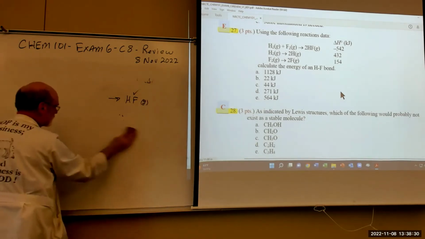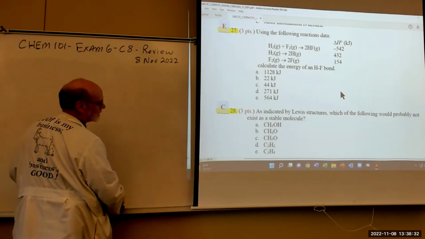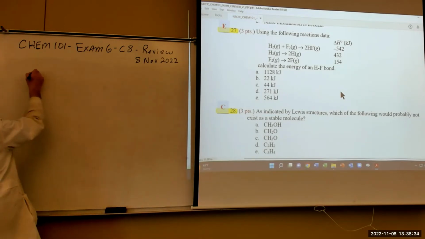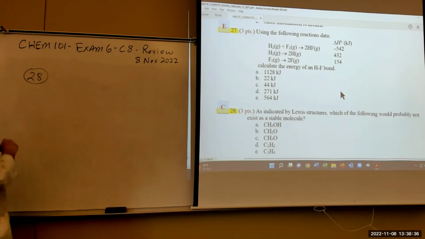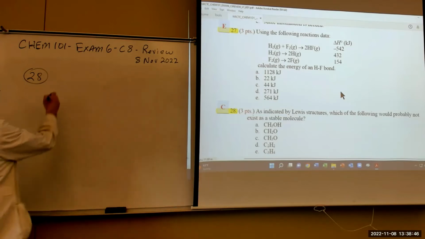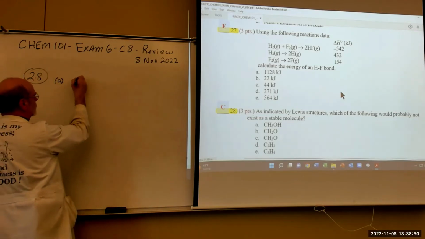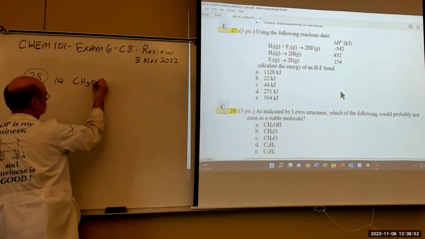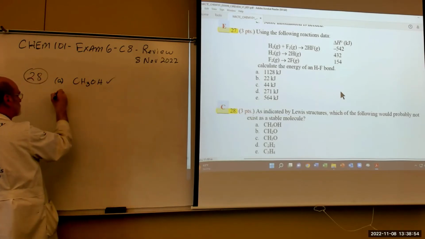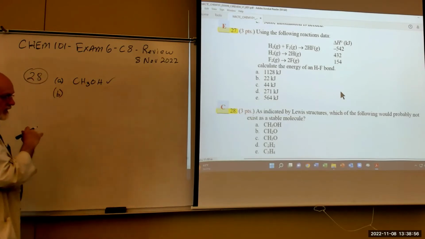That took up a lot of time, didn't it? 28. As indicated by Lewis structures, which of the following would probably not exist as a stable molecule? All right. Well, in the interest of time, CH3OH is methanol. That's good. We don't even have to write the structure.